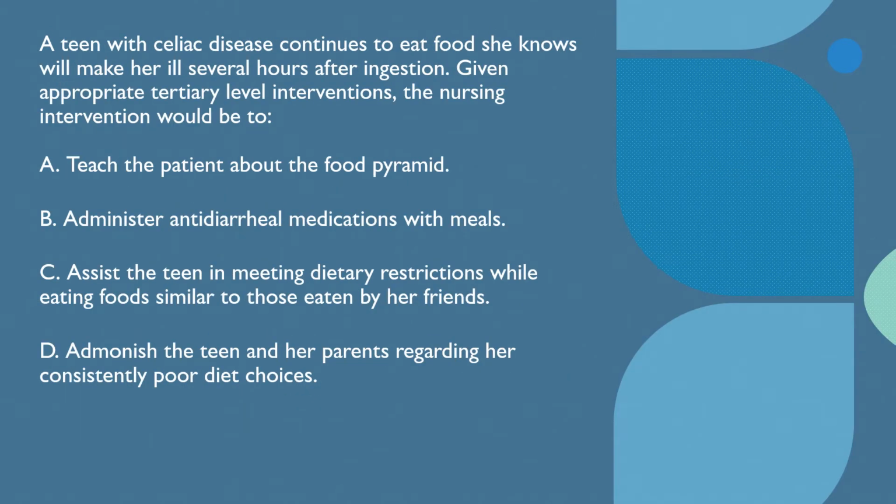A teen with celiac disease continues to eat food she knows will make her ill several hours after ingestion. Given appropriate tertiary level interventions, the nursing intervention would be to A. Teach the patient about the food pyramid. B. Administer antidiarrheal medications with meals. C. Assist the teen in meeting dietary restrictions while eating foods similar to those eaten by her friends. D. Admonish the teen and her parents regarding her consistently poor diet choices.